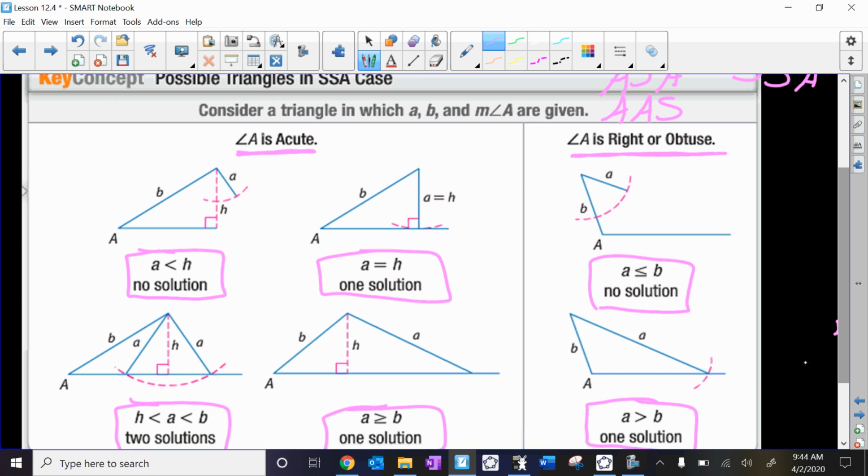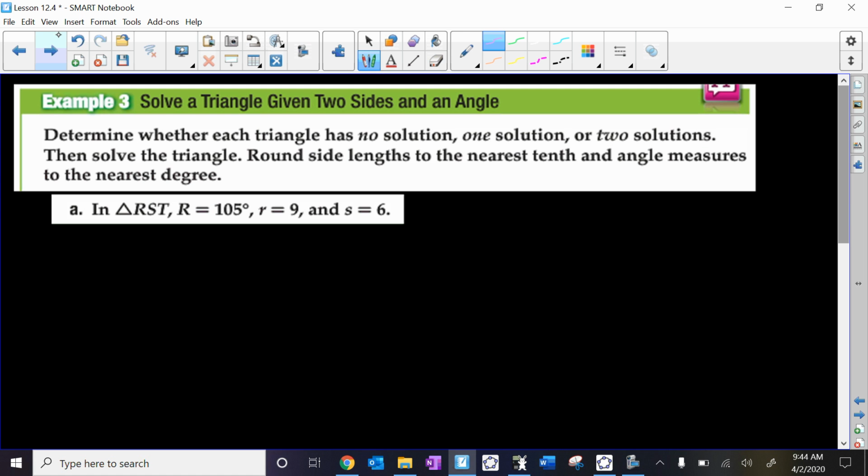Now that we know how to determine the number of triangles, we're going to apply it to a few problems. So determine whether each triangle has no solution, one solution, or two solutions. Then we want to solve the triangle. We'll round side lengths to the nearest tenth, and we'll do angle measures to the nearest degree.